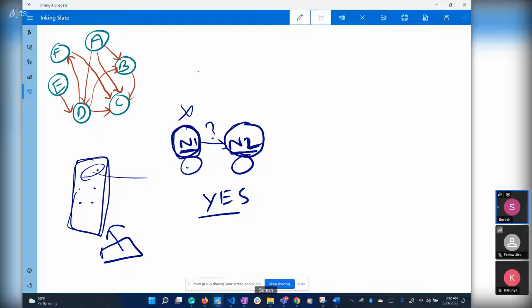We did not ask any question to n2 yet. We asked only n1. We reached n1 and said, hey, do you know n2? We asked only one question, and we will get only a yes or no answer, right? So we got yes. If yes is the answer, then n1 is not a celebrity, right? Arvind, are you following?